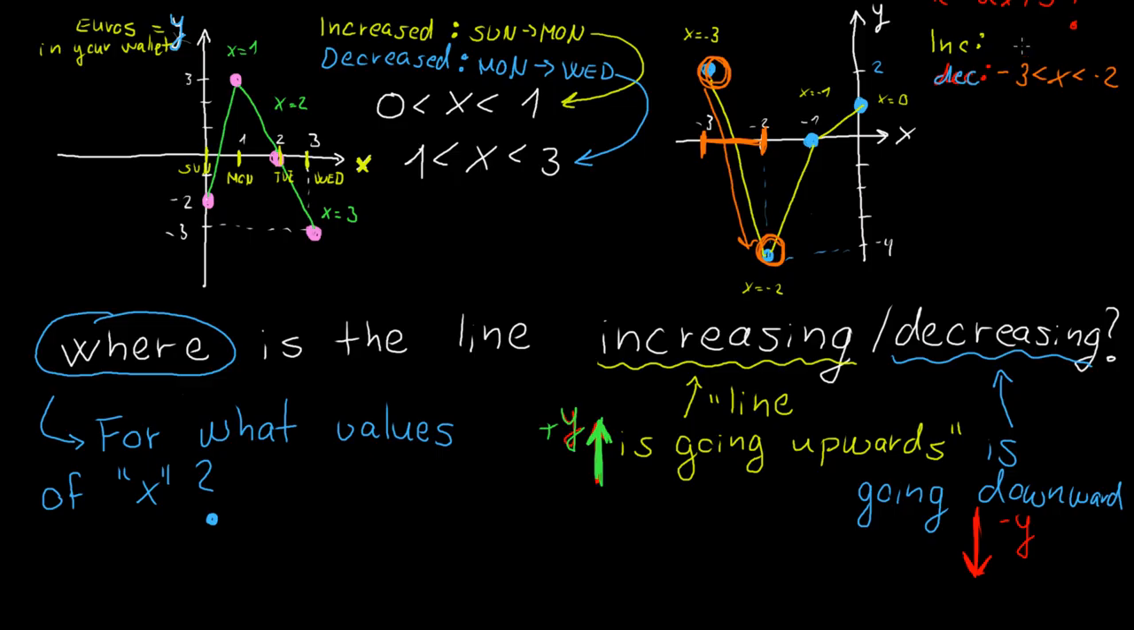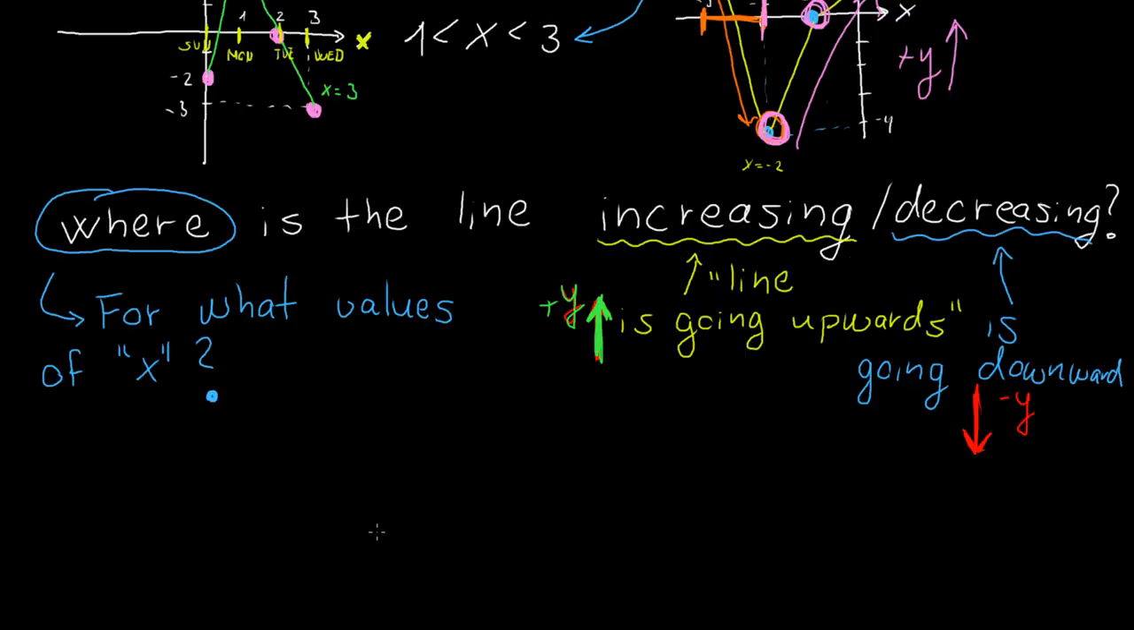And now increasing. I'll use a different color. Let's go with pink. We go increasing. We start making money, or let's say we get more money, a couple of euros, and it's increasing, going in the positive y direction. And we see that it's from minus 2 to 0. So here we put minus 2 and we end at 0. So that's how we know if the line is increasing or if it's decreasing.